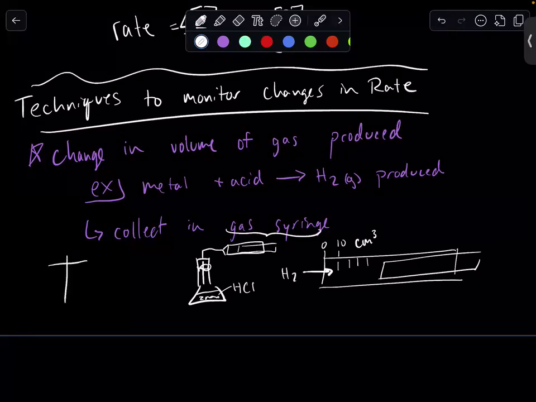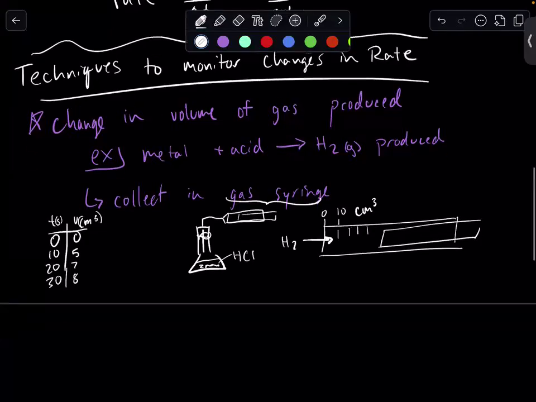So you can create a simple table of like time 0, volume 0, time 10 seconds, volume in centimeters cubed. At 10, maybe you have 5 centimeters cubed. At 20, you maybe have 7 centimeters cubed. At 30, you maybe have 8 centimeters cubed. And generally, as reactions progress, they slow down as reactants are being used up.